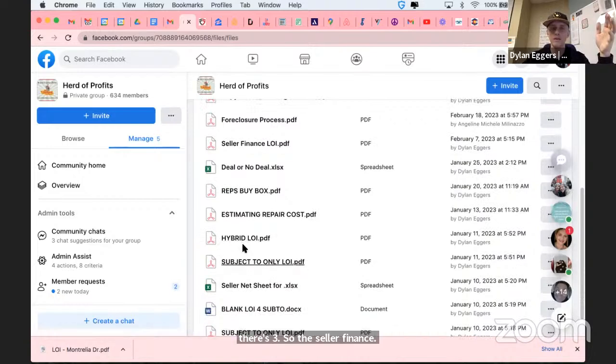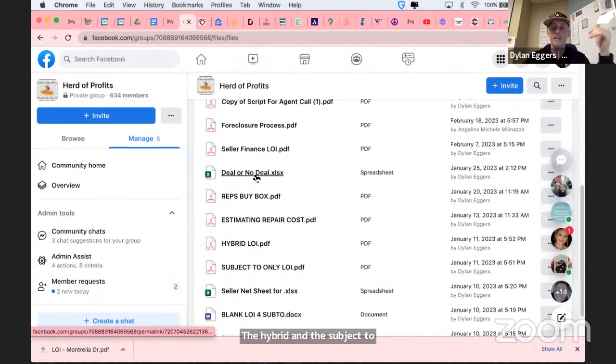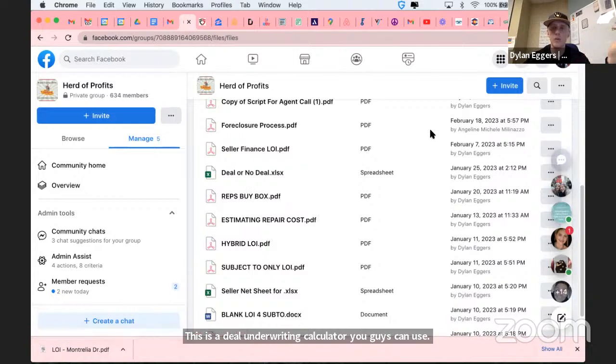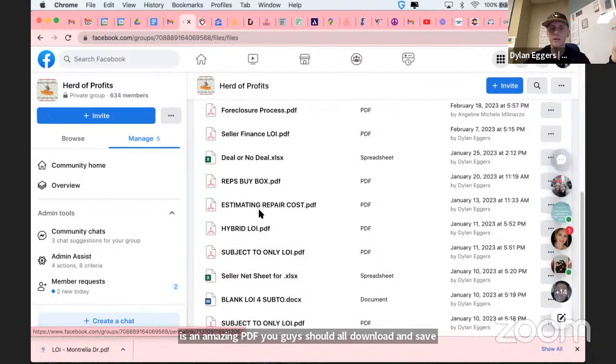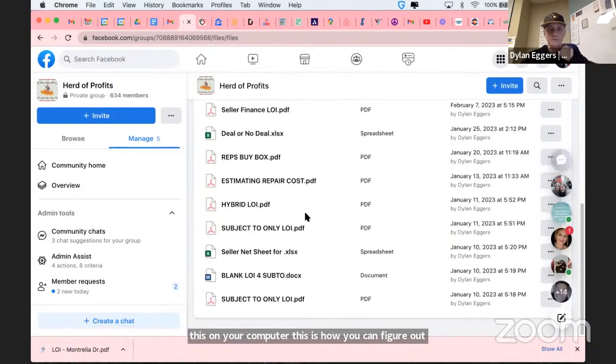So there's your LOIs. I also have a spreadsheet to underwrite creative finance deals. So deal or no deal. This is a deal underwriting calculator you guys can use. This is our buy box. So if you guys want to look at what we are buying, go ahead and check that out. Estimating repair costs. This is an amazing PDF. You guys should all download and save this on your computer. This is how you can figure out how to fix a beat up property.